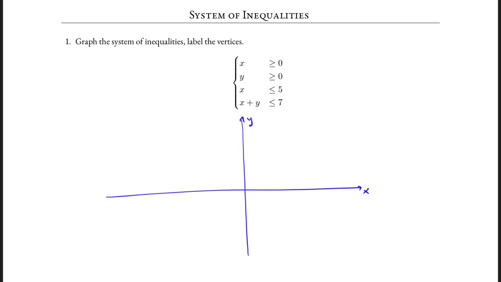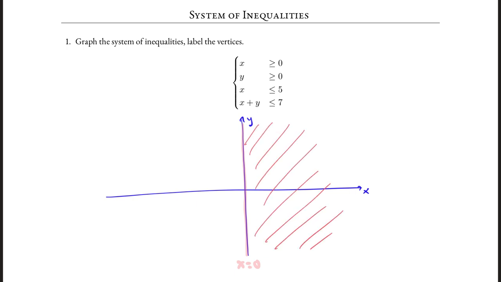X is greater than or equal to 0. This means we are going to shade everything on the right-hand side of the line x equals 0, which is the vertical line, and it is solid. This is x equals 0. We shade the region on the right-hand side of this vertical line.